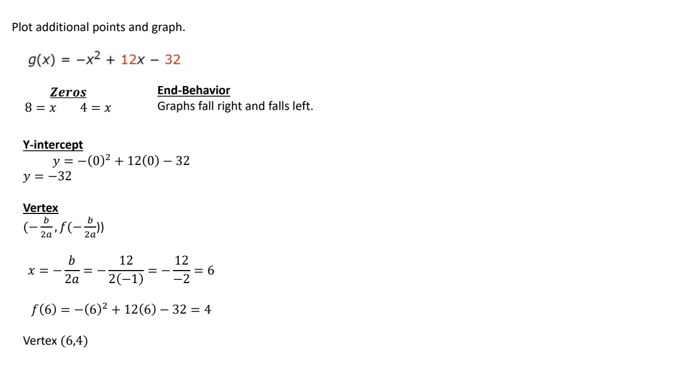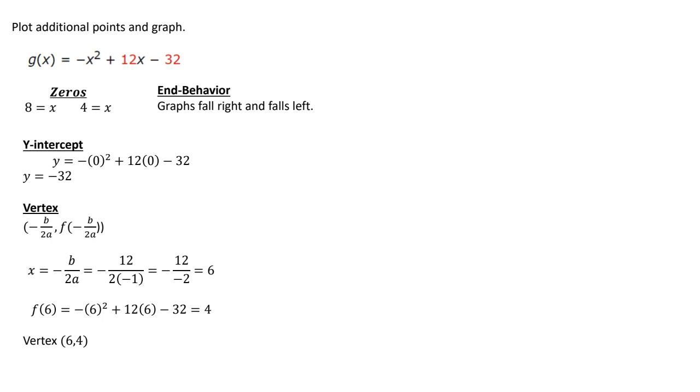To get the y value of the vertex, I'm just going to plug it back into the given function. So here, everywhere I see x, I'm going to plug in the 6. So we have 6 squared. I'm sorry, 36 times negative is a negative 36. We have 12 times 6, which is 72. And then minus the 32 is going to give me 4. So the vertex here is 6, 4.